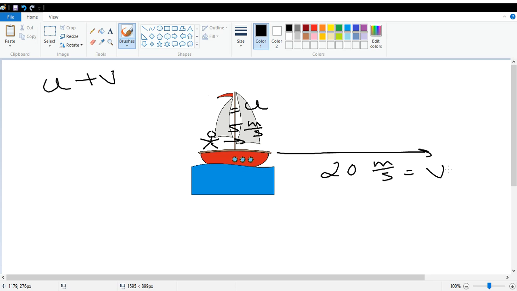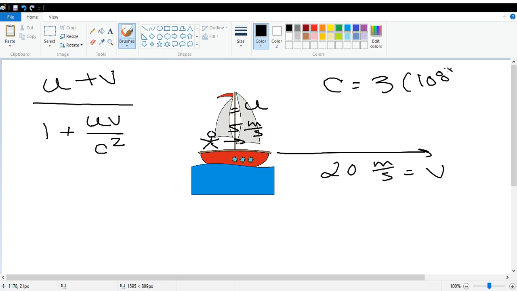It turns out that we need to use something called the relativistic equation of velocity to ascertain the true, quote-unquote, sum of the speeds. The equation, instead, looks like this: u plus v divided by 1 plus u times v divided by c squared. As you might imagine, c is the speed of light, which, in a vacuum, is 3 times 10 to the 8 meters per second, regardless of the speed of the observer.